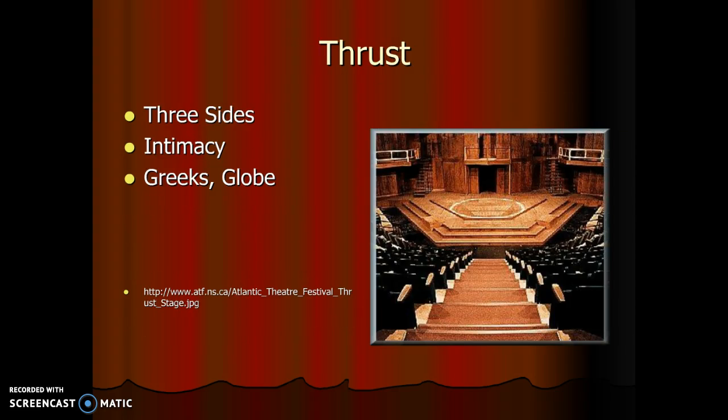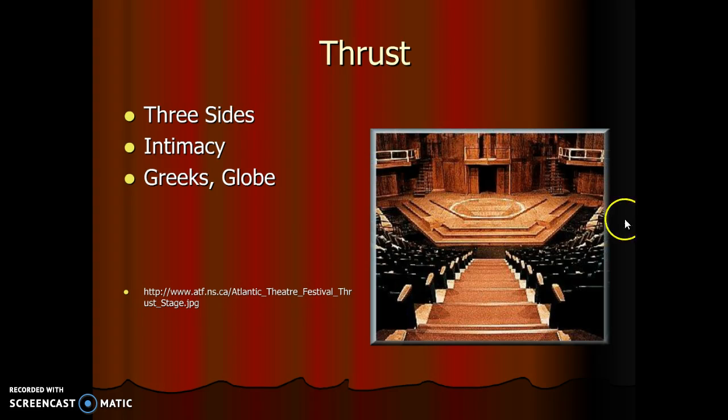Second one is the thrust. As we look through these four spaces, we move from the farthest aesthetic distance to the closest aesthetic distance. So the farthest away you're going to be from the performers is in a proscenium. Then you get to a thrust.